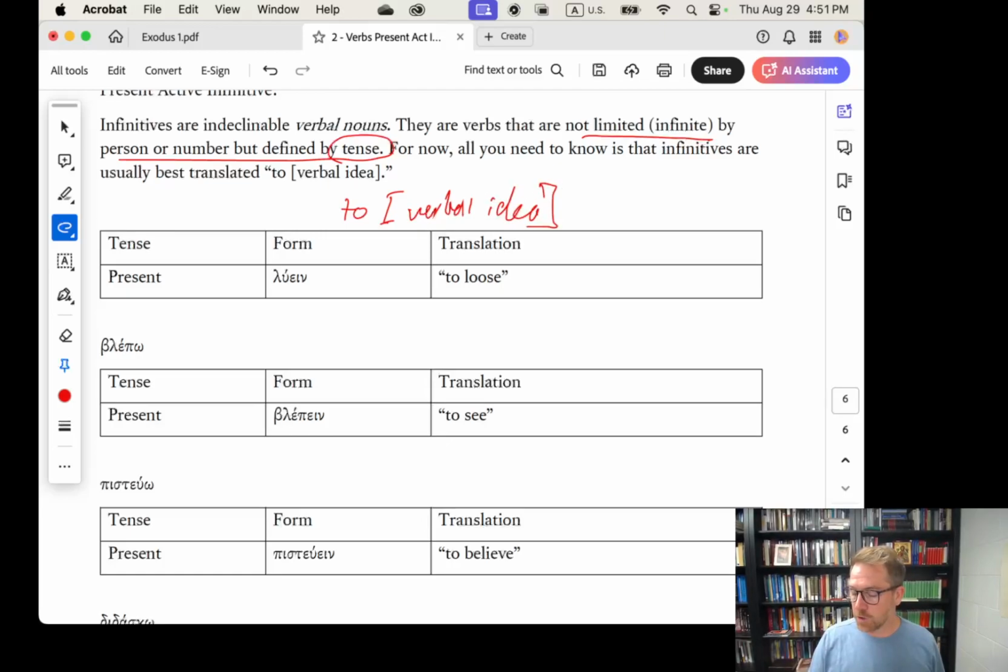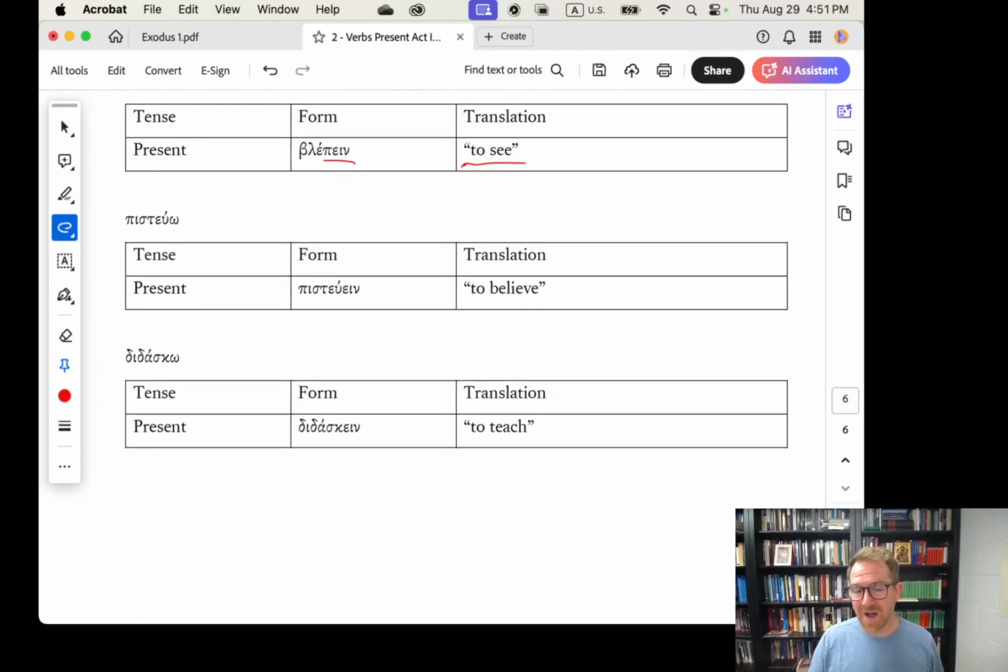So in the case of luo, I loose, if you do this ain ending, the present active infinitive ending, it's to loose. Blepo, I see, the present active infinitive ending, ain, epsilon, iota, nu, to see. Pistuo, I believe, in this present active infinitive ending, pistu-ain, to believe. Didasko, I teach, the present active infinitive, this is the infinitive ending, to teach.